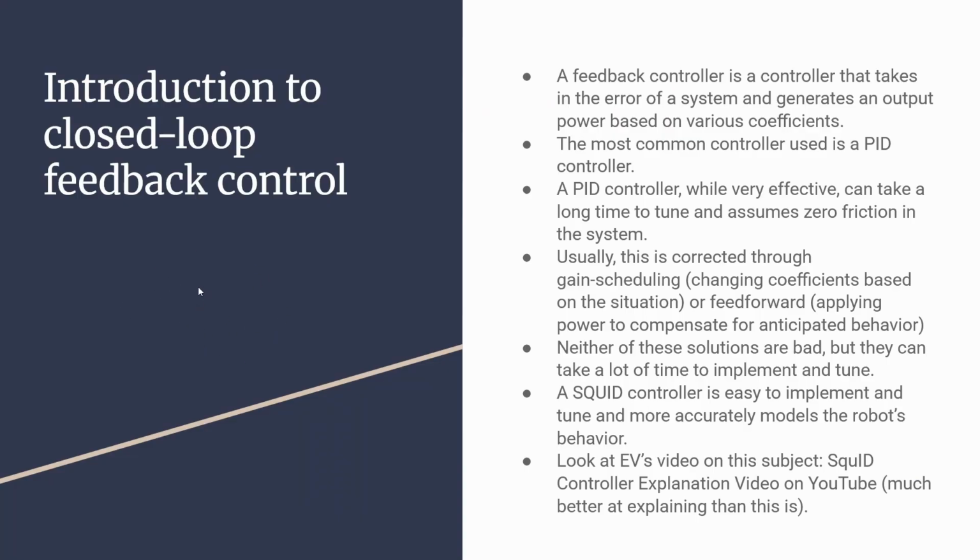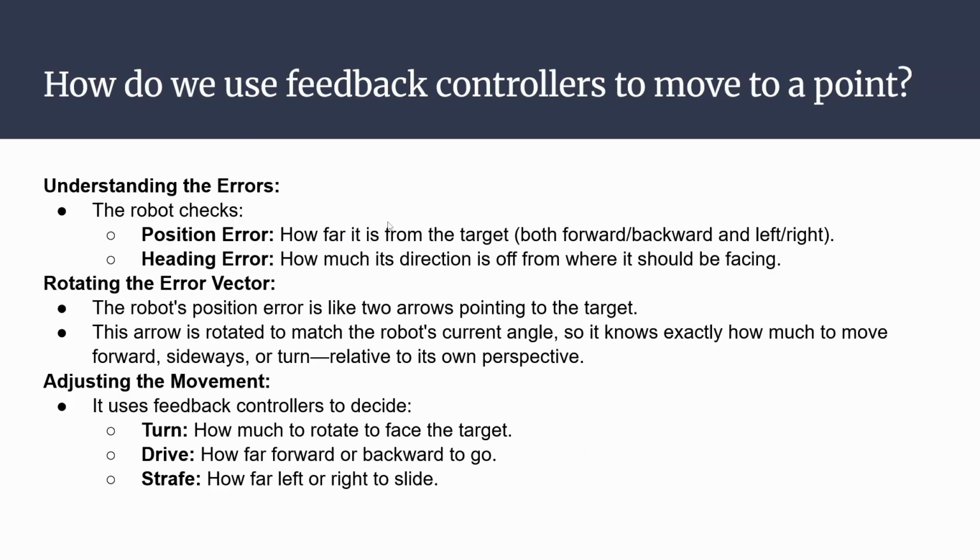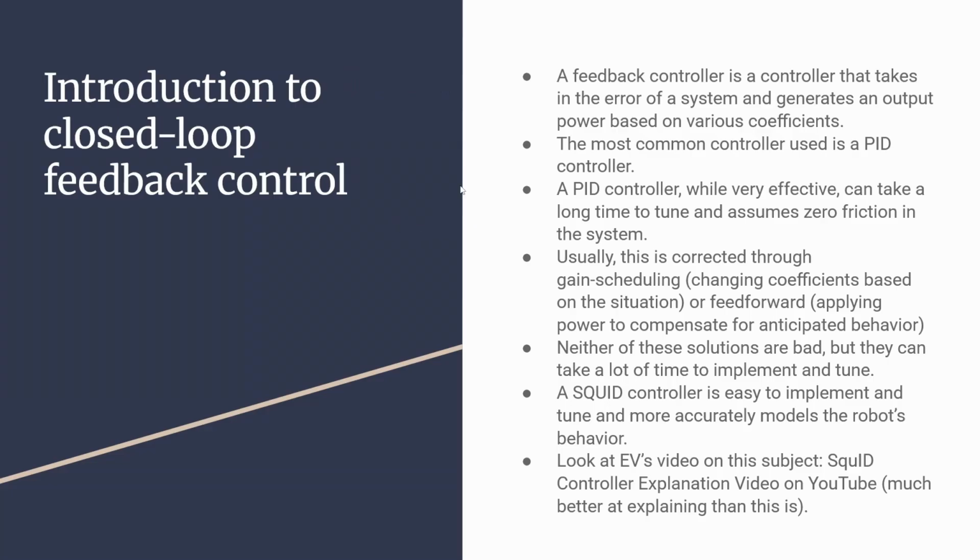So first of all, let's do a quick introduction to closed loop control because a lot of people aren't familiar with that, and I just want to do that. So basically, a feedback controller is a controller that takes in the error of a system and generates an output power based on various coefficients. And the most common controller used is a PID controller, or a PID.